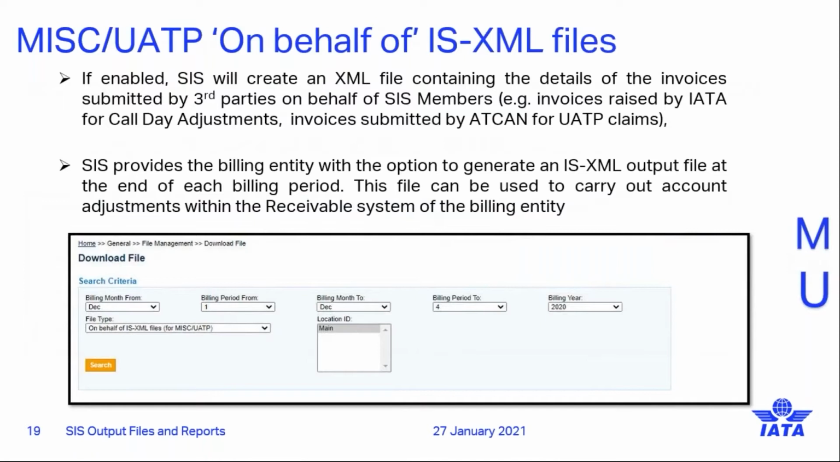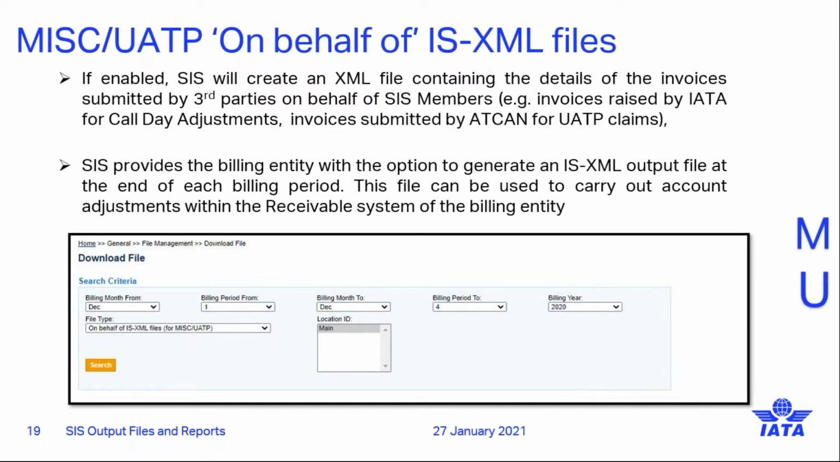The first one is the miscellaneous UATP on behalf of. If enabled, SIS will create an XML file containing the details of the invoices submitted by third parties on behalf of SIS members. For example, invoices raised by IATA for call day adjustments, invoices submitted by ATCAM for UATP claims, etc. SIS provides the billing entity with the option to generate an ISXML output file at the end of each billing period. This file can be used to carry out account adjustments within the receivable system of the billing entity.